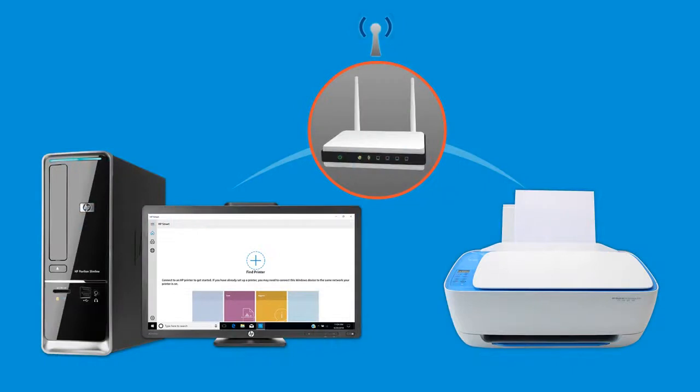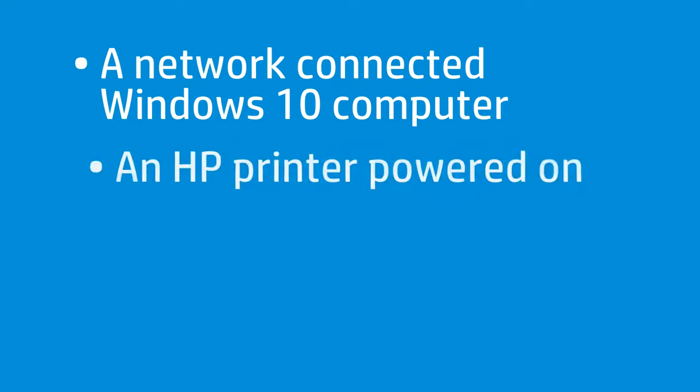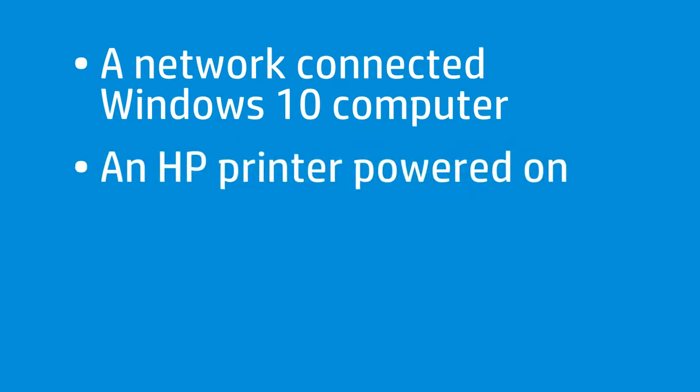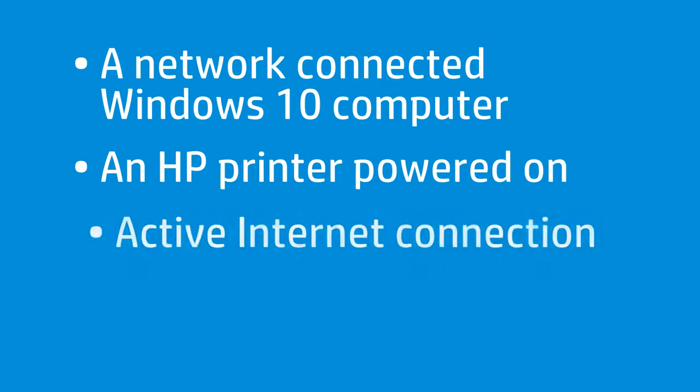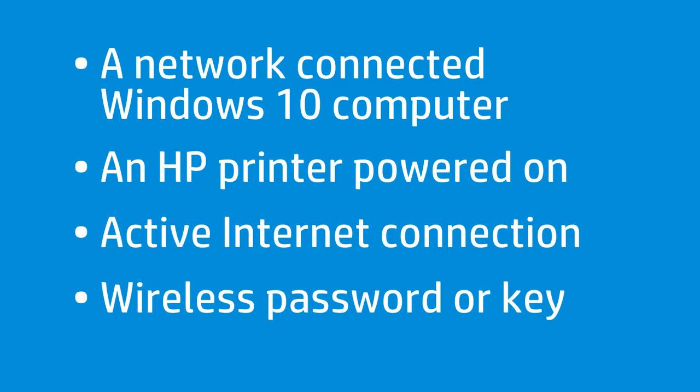From Windows 10, set up an HP printer and connect it to your wireless home or business network using HP Smart. To successfully set up and install your printer, gather the following materials and information. A computer running Windows 10 that is also connected to the wireless network in which you want to connect your printer. An HP printer out of the box, plugged in and powered on. An active internet connection. And the wireless network password or key, if required by your network.